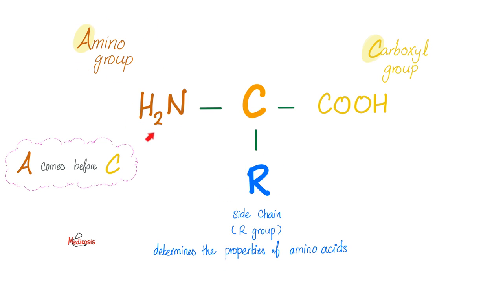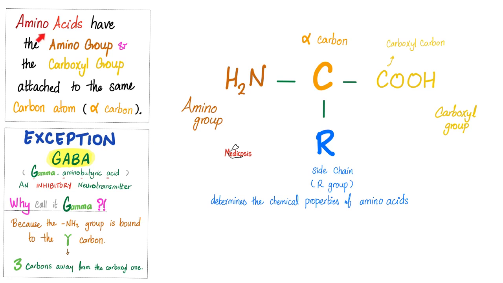Does the order matter? Like, should I write the amino here or here? Amino first or carboxyl first? Yes, of course it matters. A comes before C in English, right? Yep, the amino group comes before the carboxyl group. Here's the beauty of the amino acids. They have their amino group and their carboxyl group attached to the same carbon, known as the alpha carbon.